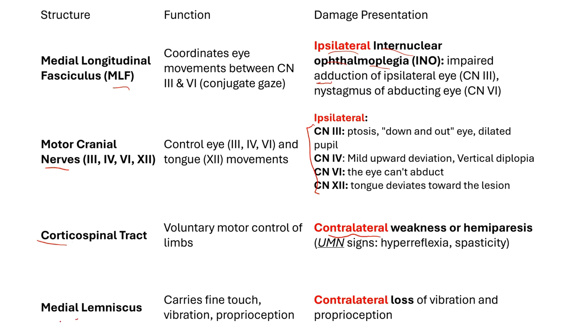The medial lemniscus is also located medially. This carries fine touch and proprioception. Thus, damage will cause contralateral loss of vibration and proprioception. It's important to know which ones are ipsilateral and which ones are contralateral.